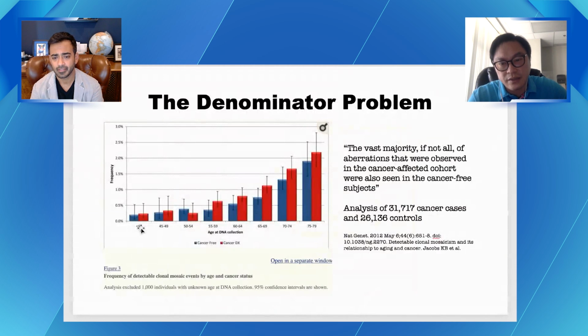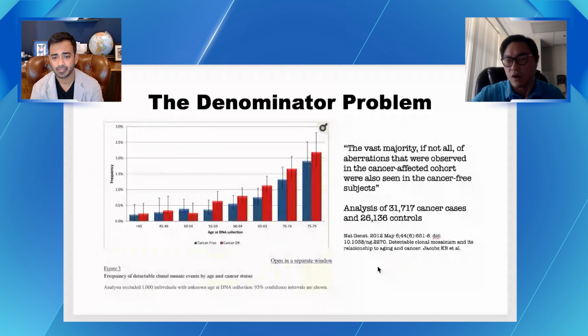So here's a study from Nature Genetics. This is in 2012. Again, remember, the 2010s is when the whole somatic mutation theory just falls right down. It's not that it's wrong, it's just incomplete. So this is by age.